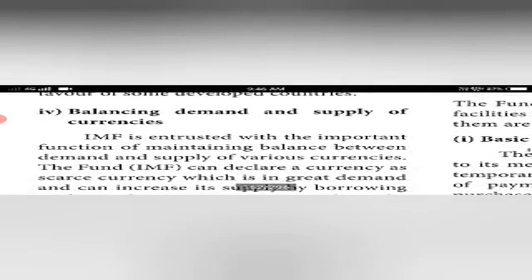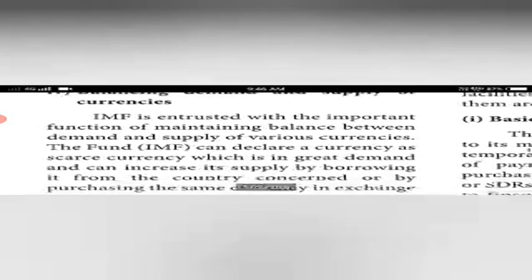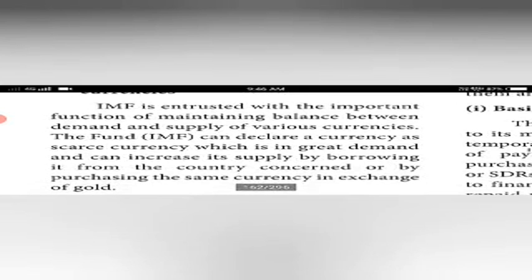Balancing demand and supply of currencies. They should bring balance between demand and supply of the currencies among the member countries. The IMF is entrusted with the important function of maintaining balance between the demand and supply of various currencies. We know there are 189 countries in the IMF, so various currencies are involved. They maintain the balance of demand and supply of various currencies, and par values are also monitored by them, and according to their articles they govern the monetary system and international trade.